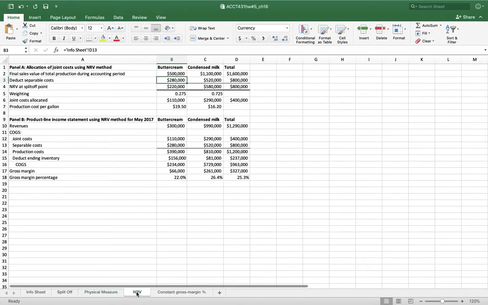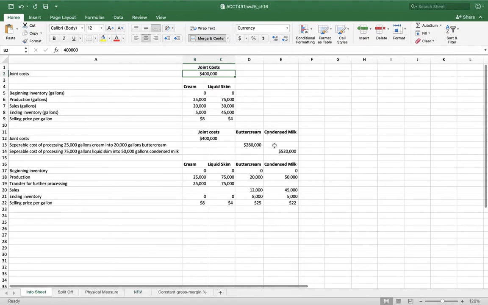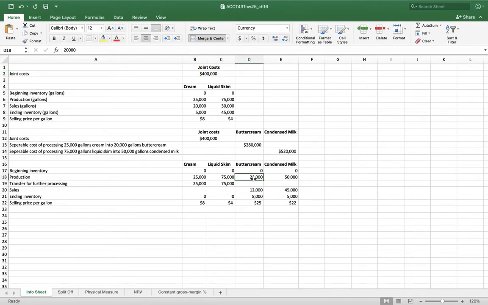For the NRV method, in this example, we're going to be focusing on buttercream. And like I said, you use the same formulas to find both the buttercream and condensed milk, so I'm just going to focus on one of them for this video. But final sales value is just the production from the info sheet times the selling price per gallon. So that is over here, production and selling price per gallon.